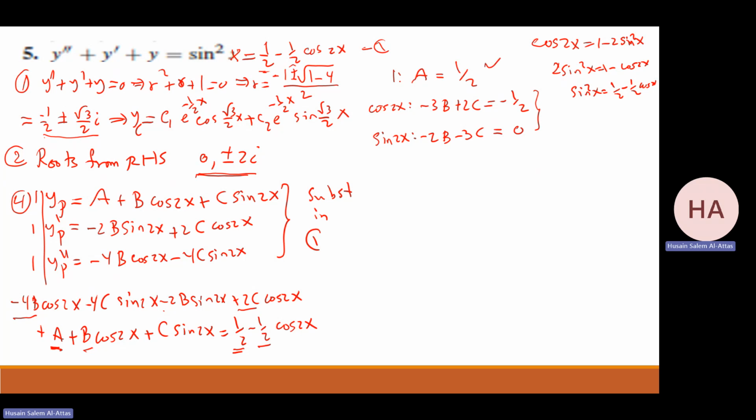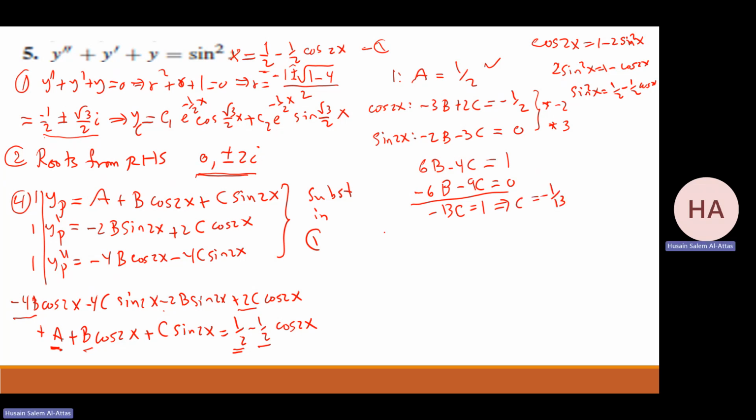So multiply the first by minus 2 and the second by 3, to make it the same. Do it the way you like. So I have 6b minus 4c equal to 1, and minus 6b minus 9c equals 0. Add them. I have minus 13c equal to 1. So we have c equal minus 1 over 13.